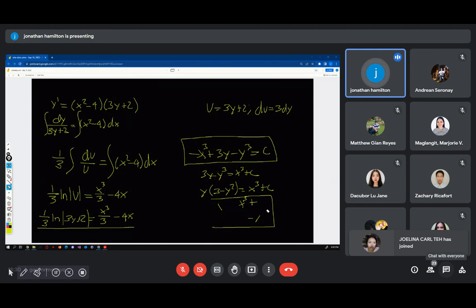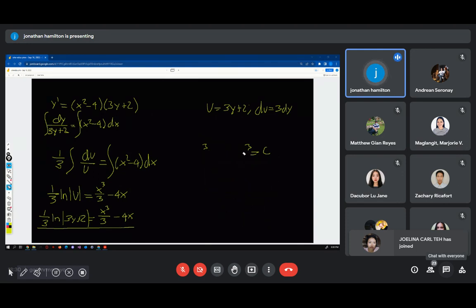So, ako sa ni erase. So since we have that example in mind, let's see if we can try and simplify this a bit smaller. So if you look at the equation, we have 1/3 ln of the absolute value of 3y plus 2 plus x cubed over 3 minus 4x. So one way we can try and simplify this, we could multiply both sides.